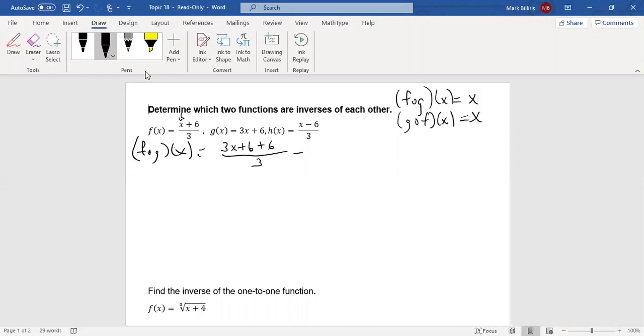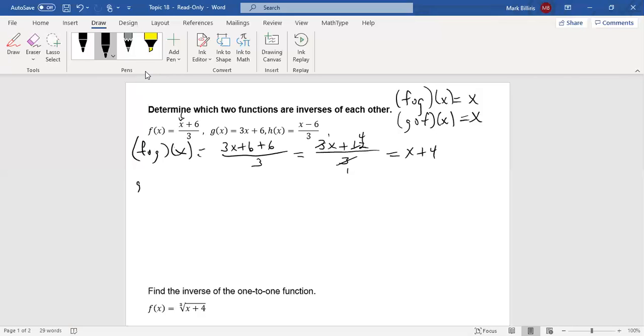over 3. So when I combine like terms in the numerator, this gives me 3x plus 12 over 3. And since 3 divides into all three, I can divide a 3 out. And this becomes 1x plus 4. Notice that our answer is not an x. Therefore, f and g are not inverses of one another. So I'm going to try the next combination.